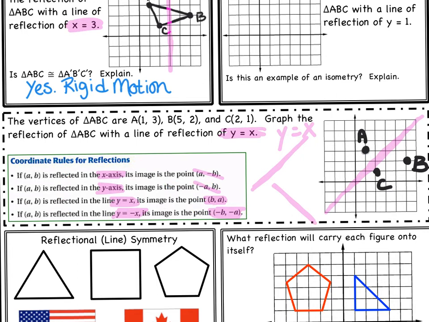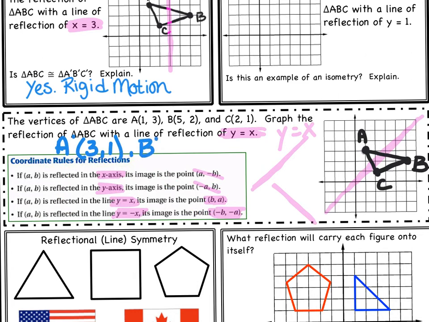Now, the rule for y equals x tells me just simply to switch my coordinates here. And let me finish drawing in this triangle before I move on. So what I'm going to do is take all of my coordinates and swap them. I will usually rewrite the coordinates so that I can just graph them. So A prime is going to become 3, 1.